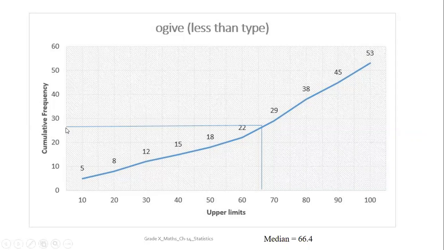Then we have to draw a line parallel to x-axis. From here we are drawing a line parallel to x-axis, meeting the curve at a point. Now from here, we are drawing a line perpendicular to x-axis, downwards like this. Now the point corresponding to that will be our median. So the median here is 66.4.